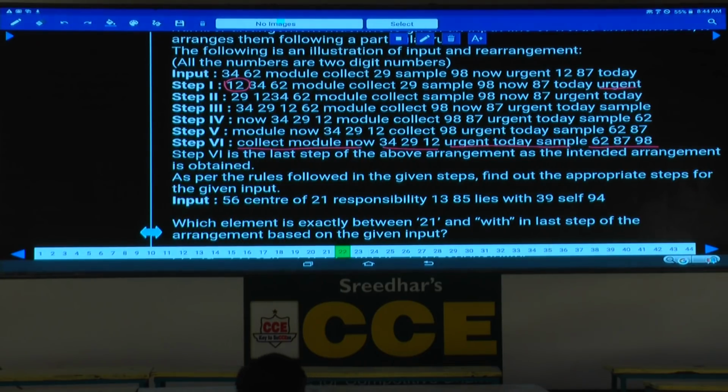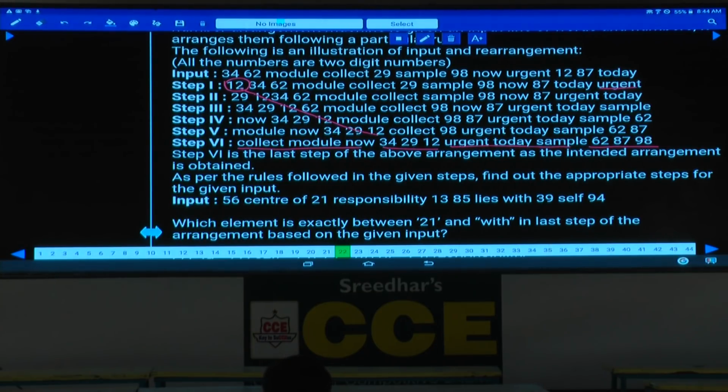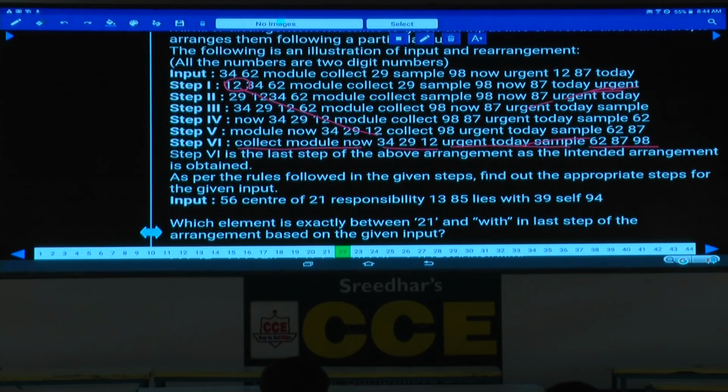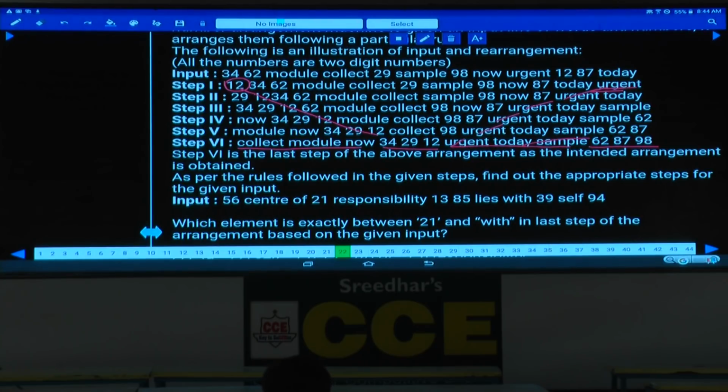And in the further steps, what happens here? 12 is shifted to the next position, second position in step 2, the third position in step 3, fourth position in step 4, step 5 and step 6. And similarly here, urgent has been shifted to 11th position, 10th position, 9th position, 8th position and 7th position, isn't it?